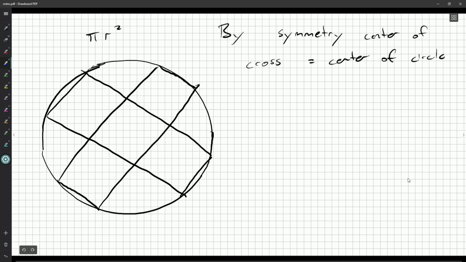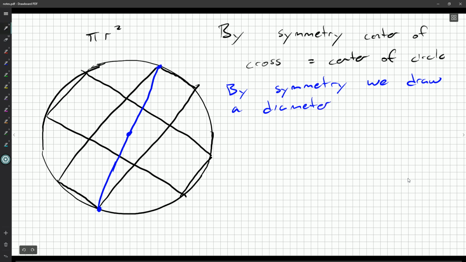What we're going to do is draw a line through the center to opposite sides, and this blue line is going to be a nice little diameter. And again, you don't really have to be super exact when you say these things. You can just say by symmetry. I would say it's clear this is going to be a diameter, but because it's a full written contest, we do need to justify a little bit. So by symmetry, we can draw a diameter. And remember, diameters are twice the radius.